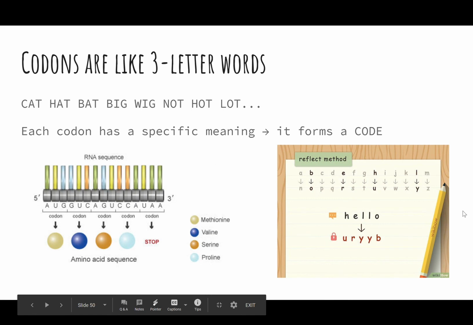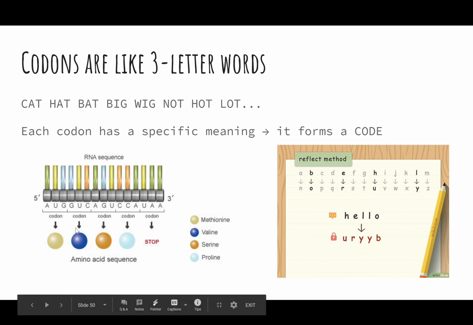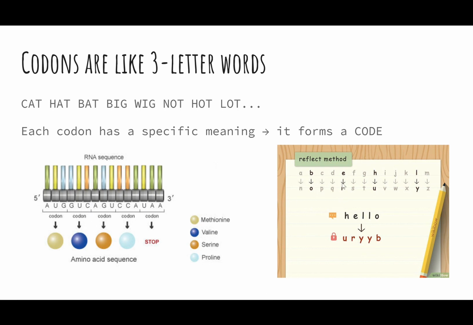So ultimately, codons are like three-letter words. We've got plenty of those in the English language. I've got some examples here: cat, hat, bat, big, wig, not, hot, lot. You can spell a lot of different words with just three letters. Similarly, with the three letters we have for codons, we can have a specific amino acid that it codes for. It's kind of like a code, and once you learn how to read it, you can see exactly what kind of protein that messenger RNA is going to make.